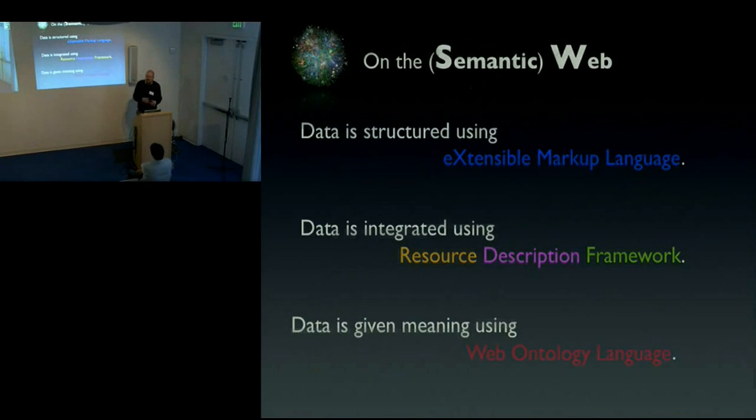Data discovery and data structuring in the web is facilitated by extensible markup language. Data integration is facilitated by a technology called the Resource Description Framework, and I'm going to explain that in a minute. And meaning and true data interoperability can be facilitated by the use of ontologies if you decide to go down that route. So let's examine some of these technologies in slightly more detail.